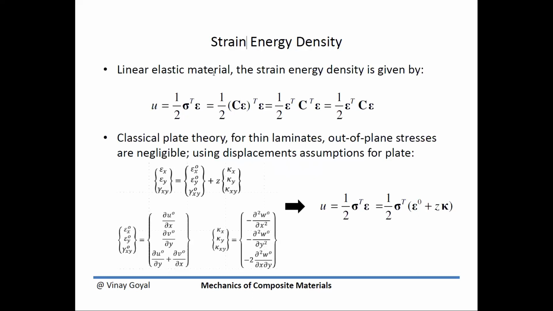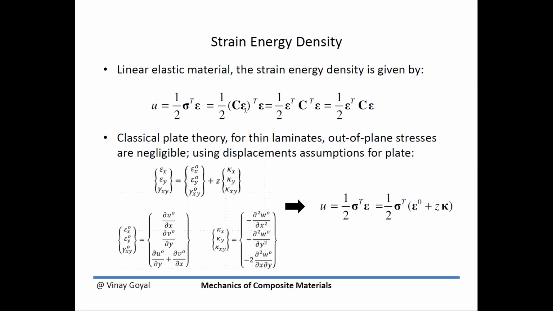So if we look at the strain energy density of a material, for a linear elastic material, it is given by 1/2 the stress vector, which contains the 3 in-plane stresses and the 3 shear stresses, transposed, times the strain vector, which contains the strains in the in-plane direction but also the shear components. This is a scalar quantity when I perform this transpose, so it's a dot product of stress and strain.